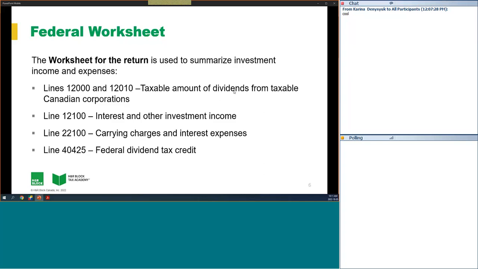And then at the very end, we talk about carrying charges and interest expenses. Those are deductions on the tax return that are related to investments. And then we have one more thing that's not on the federal worksheet, which is the federal dividend tax credit. That goes in the non-refundable credit section of the tax return. So when we're dealing with income, we're going to have lots of things to think about. But again, you're going to use your forms to help you be organized so that you know where everything goes.